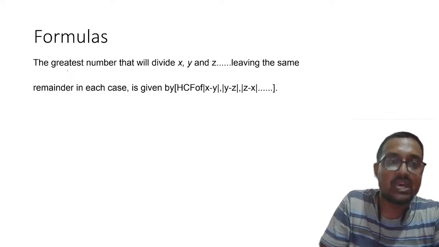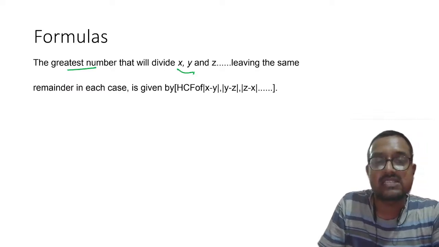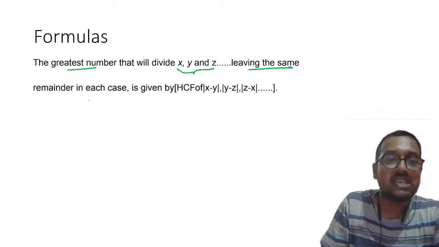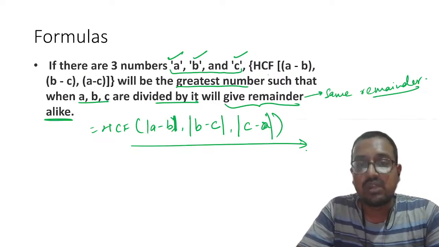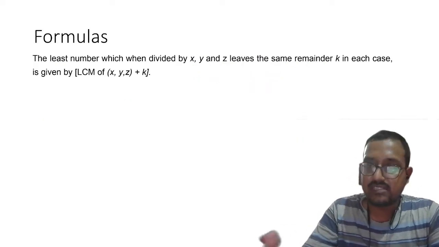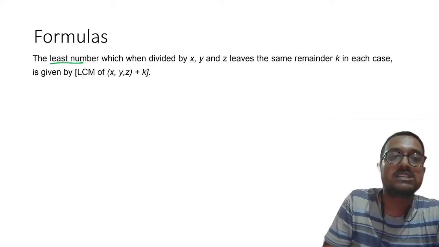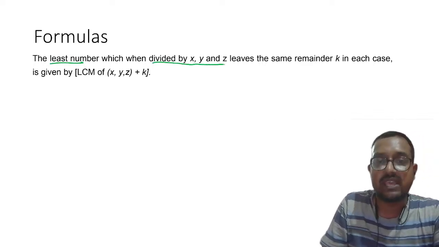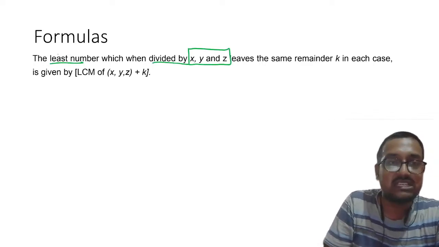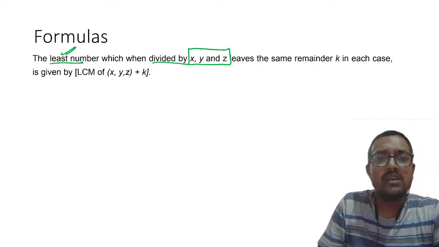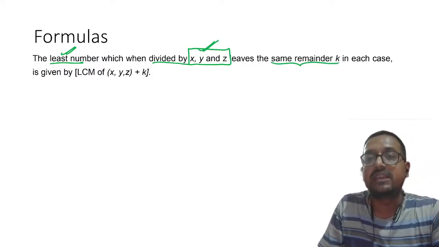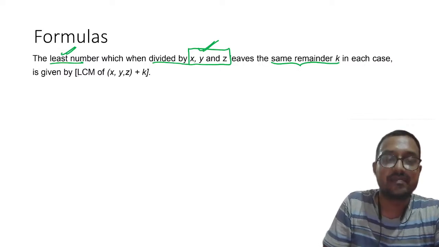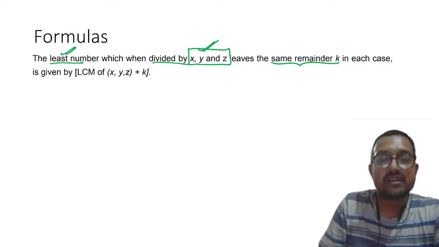Then the second formula is the greatest number that will divide x, y and z, leaving the same remainder in each case. Acha, this is the same thing, right? Same question, same formula which I gave earlier. Understood? That has come again by mistake. Okay. Least number which when divided by x, y and z. Least number. Now see, least number which when divided by x, y and z leaves the same remainder k in each case. Understood over here?